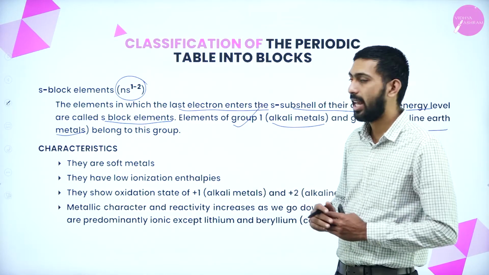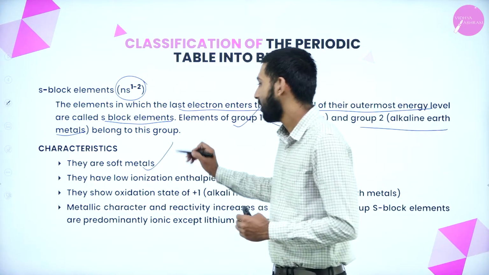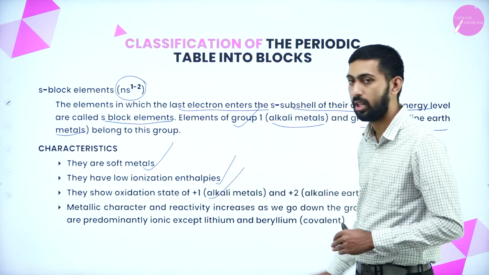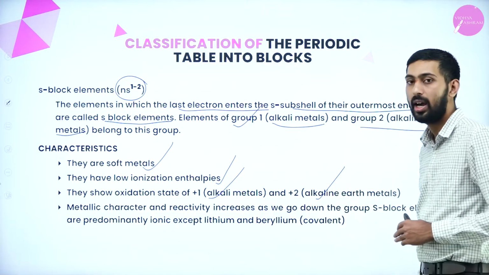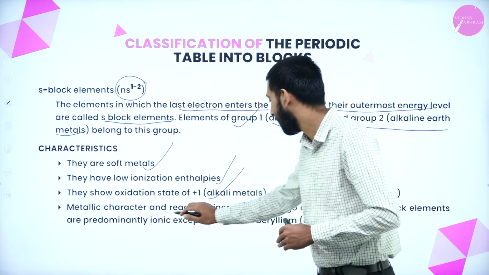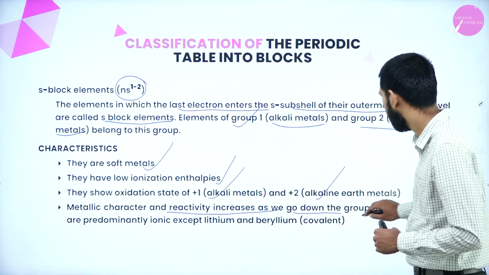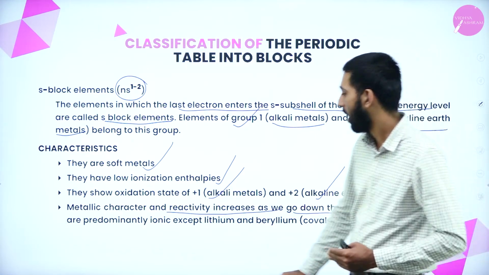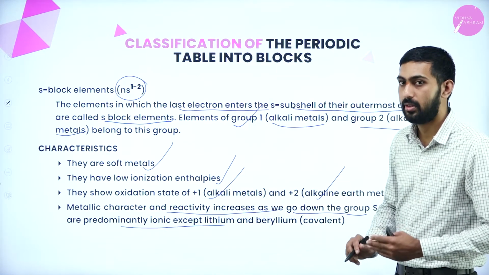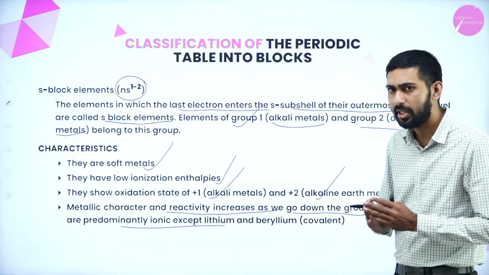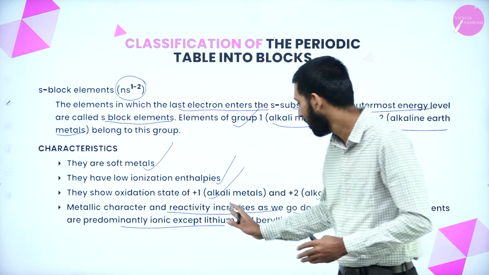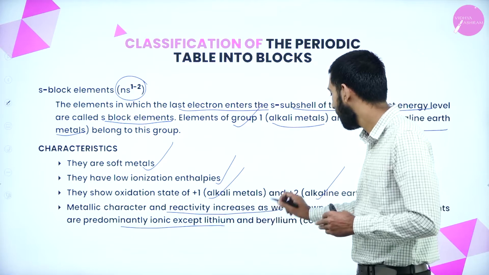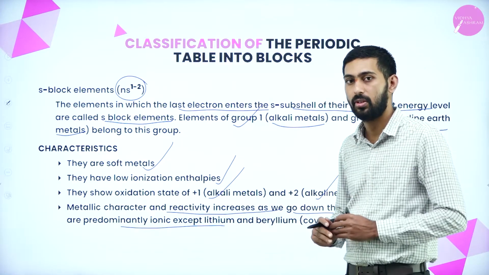Now let us study the characteristics. They are soft metals and have low ionization enthalpy, and the oxidation state is +1 for alkali metals and +2 for alkaline earth metals. Metallic character and reactivity increase as we move down the group. Except lithium and beryllium, their compounds are predominantly ionic; lithium and beryllium compounds are covalent compounds. We should know that metallic character and reactivity increase as we move down the group.